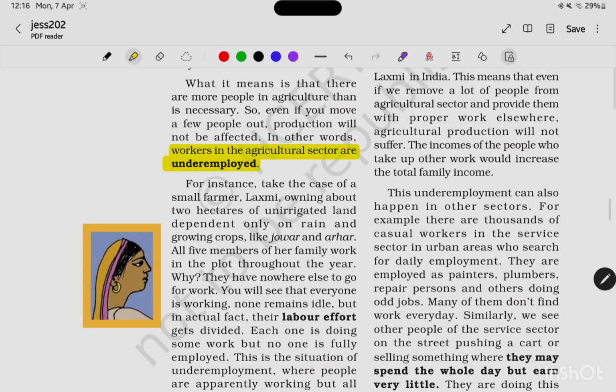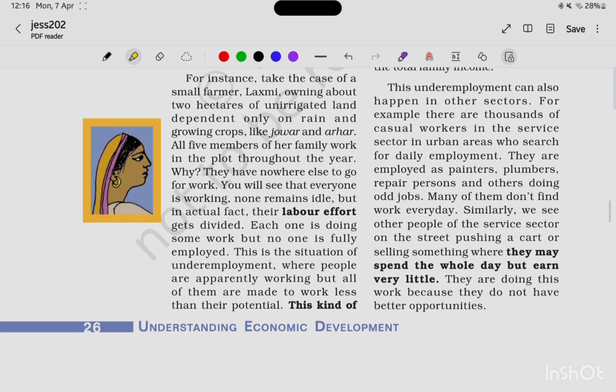So for instance, take the case of a small farmer Lakshmi owning about 2 hectares of unirrigated land dependent on only rain, and growing crops like jowar and arhar. All 5 members of her family work in the plot throughout the year. Why? They have nowhere else to go for work. You will see that everyone is working, none remains idle, but in actual fact, their labor effort gets divided. Each one is doing some work, but no one is fully employed. This is the situation of underemployment.